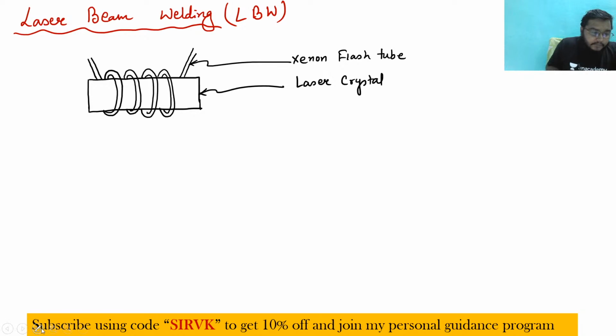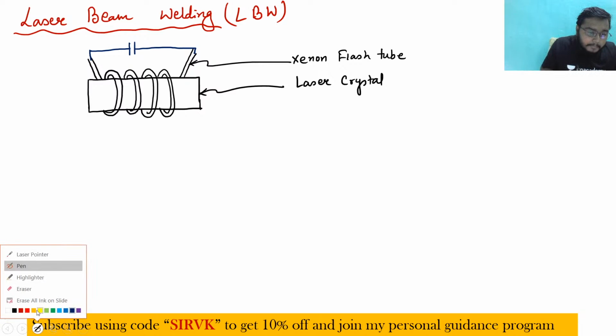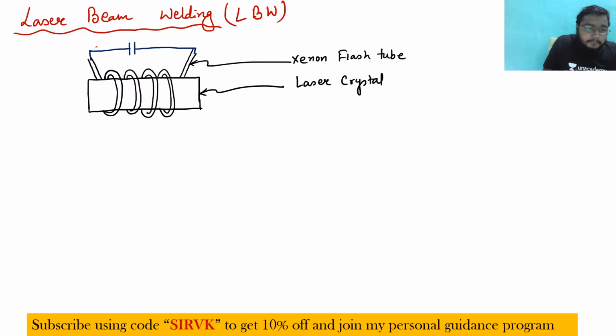And this xenon flash tube is connected with a capacitor. Okay, it is connected with a capacitor. And this capacitor is also connected with the power supply. Okay, so there is a power supply. Let me write it like that. It is connected with the power supply. Okay, so this is how the arrangement is there.